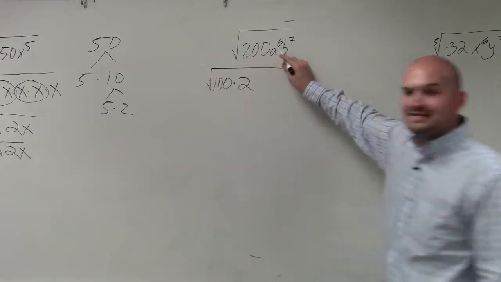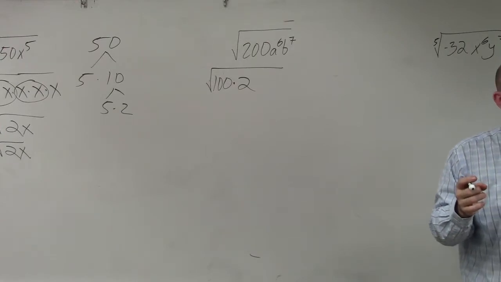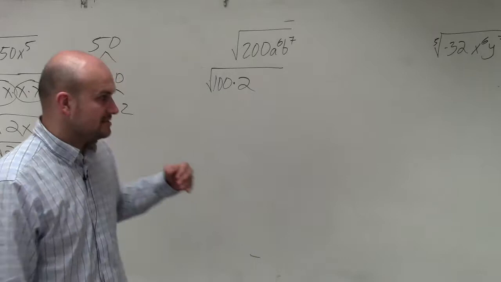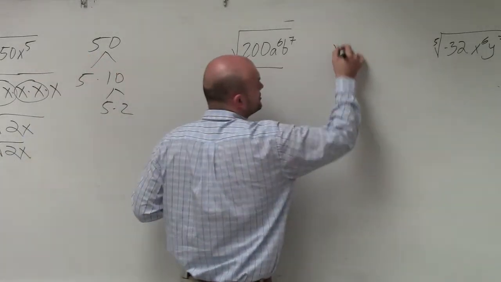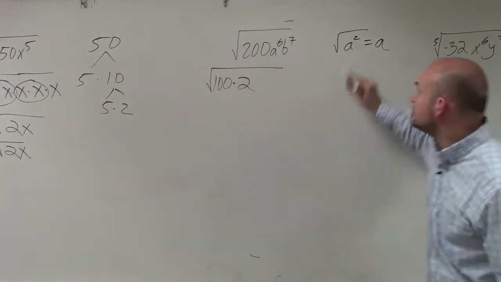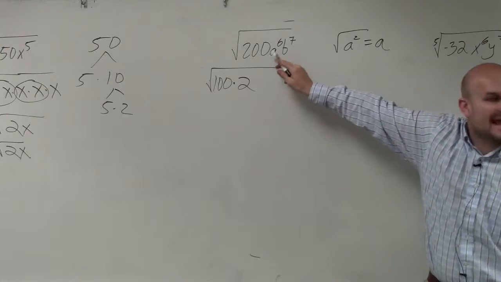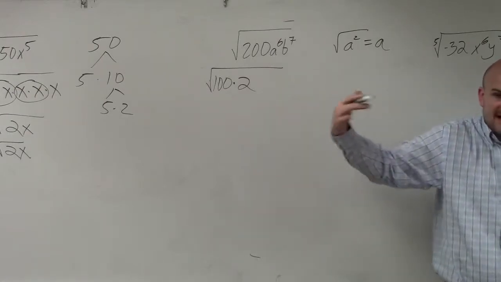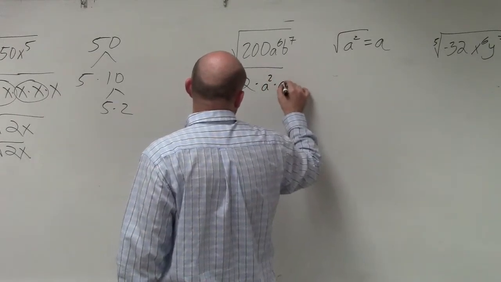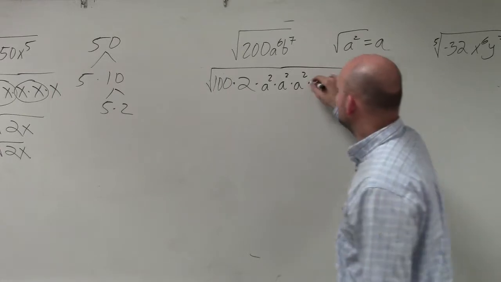Then a to the 6th and b to the 7th, I'm going to want to write those as those variables raised to the 2nd power, right? Because what I want you to understand, Ashley, please stop talking as I'm going through this. What I want you guys to understand is the square root of a squared is equal to a, right? So I want to represent a to the 6th as many a squareds as possible. Well, I can rewrite that as a squared times a squared times a squared. And then I can also do that for b to the 7th.